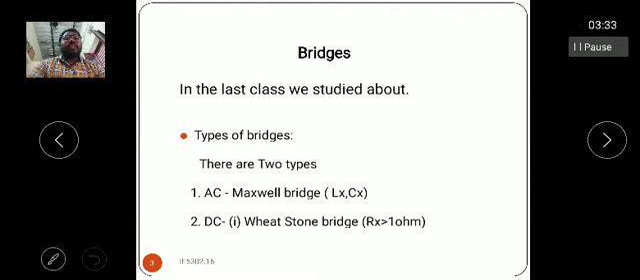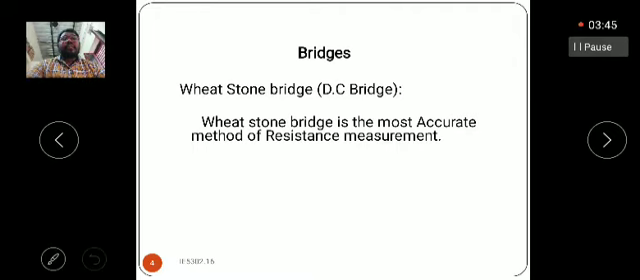What is the Wheatstone bridge? The Wheatstone bridge is the most accurate method of resistance measurement. That means we measure resistance most accurately with the help of the Wheatstone bridge. The construction is very easy, and the calculated value of the unknown resistance is accurate. That is the reason it is the most widely used bridge technique for measuring resistance.